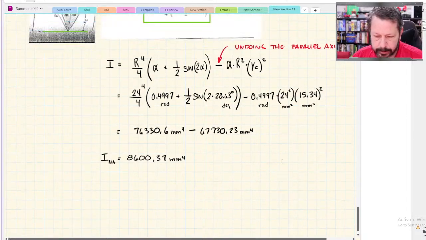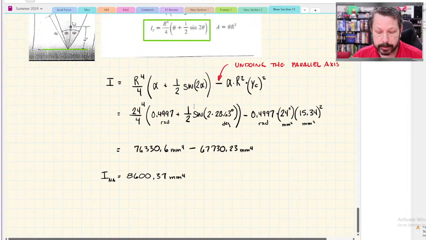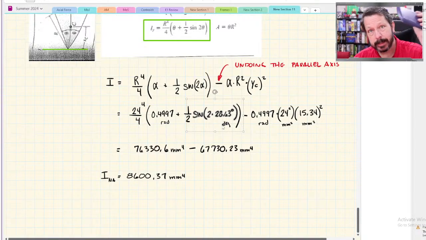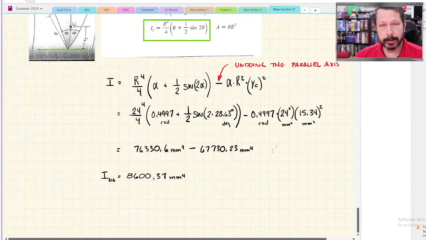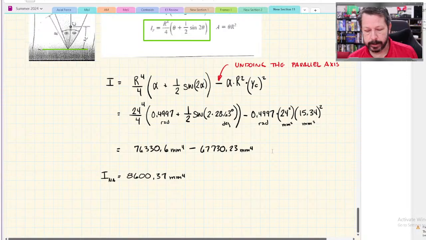Well, that would depend on your mode for your calculator. My calculator is in degree mode. So in order for me to calculate that number, I need to put it in degrees or change my calculator to radian mode. That's why I put the 28.63 here in the 2 alpha part. That's why I put it in degrees for me. It would depend on how you're going to calculate that.